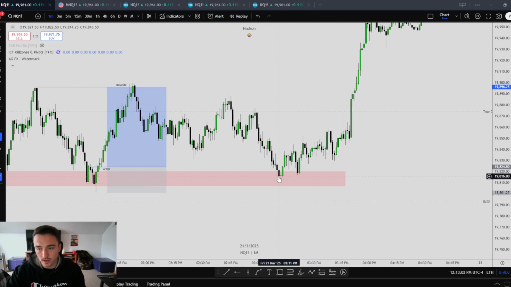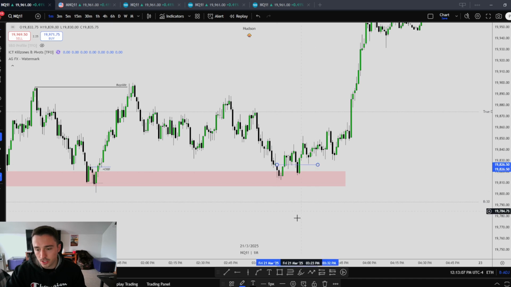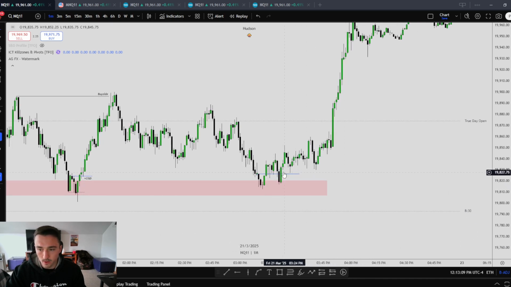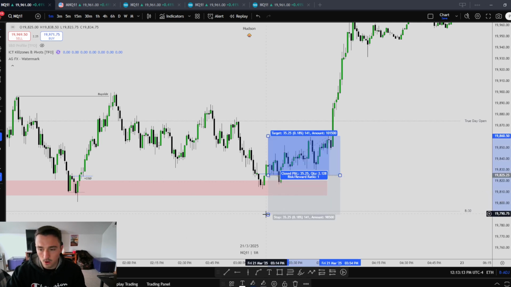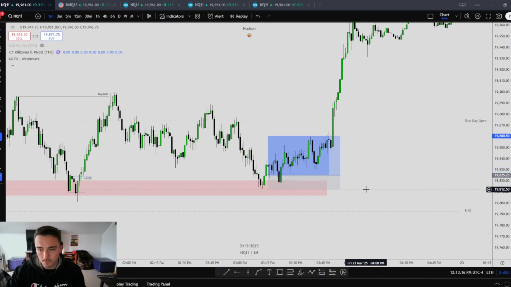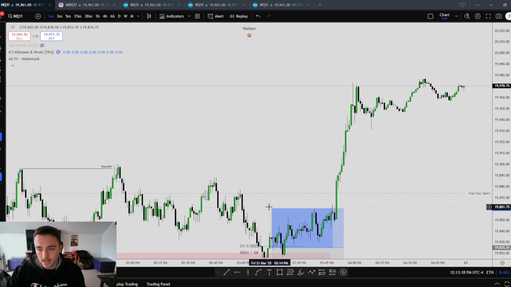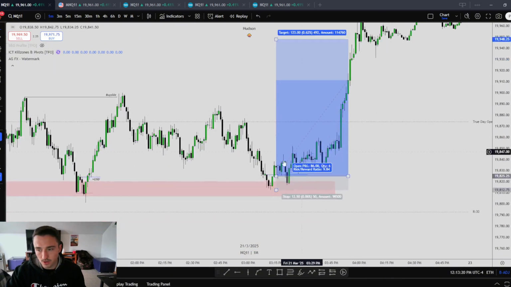And then right here we come down once again, tap that 15-minute fair value gap, change in delivery right here on the 1 minute. Yeah, we do disrespect it a little bit, but if it is a true change in delivery, we should not violate the low, which is right there. And then you target that buy side liquidity, right?